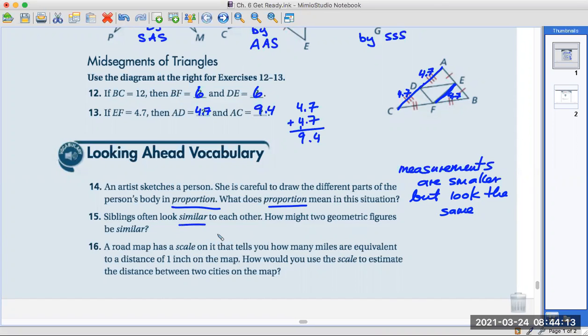Siblings often look similar to each other. How might 2 geometric figures be similar? So similar means that it has the same look, but different size. It's the same with proportion.